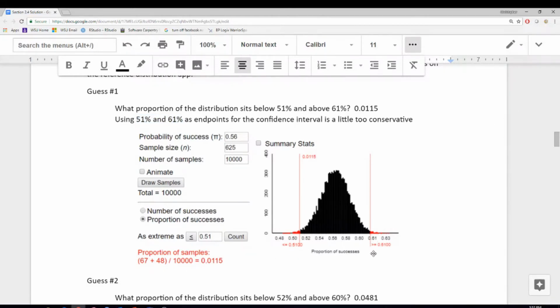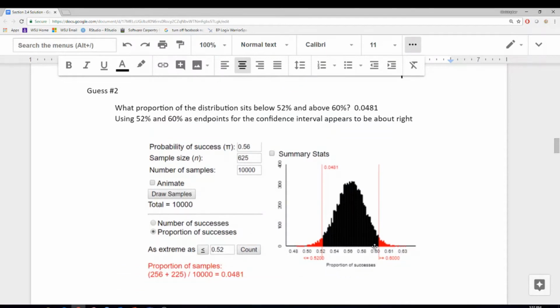So let's go ahead and modify that guess just slightly. Here I'm using 52% in the "as extreme as" box. And when I do that, using 52% and its associated upper limit of 60%, I get about 4.8% of the observations as being identified as unlikely. And again, using the 5% rule, that's pretty close to what I need here. So 52% and 60% seems to be about right for the endpoints of the confidence interval.